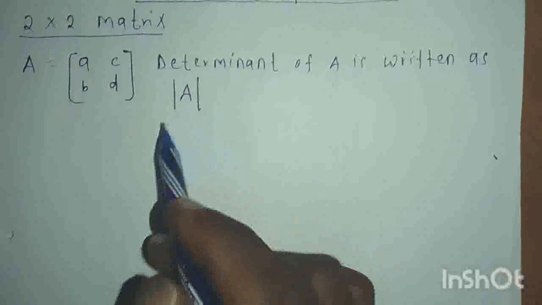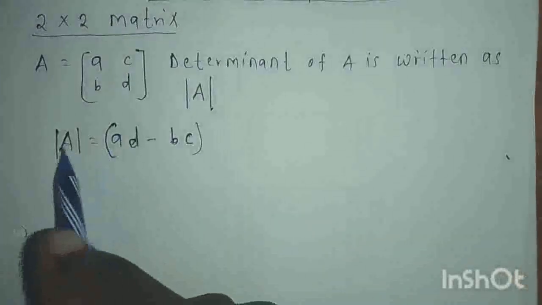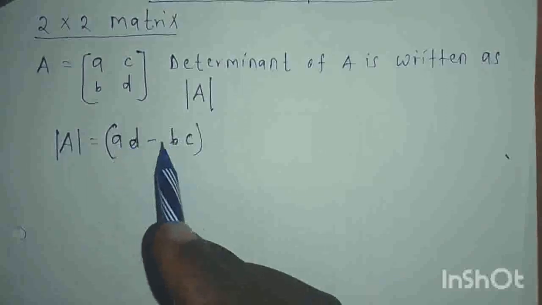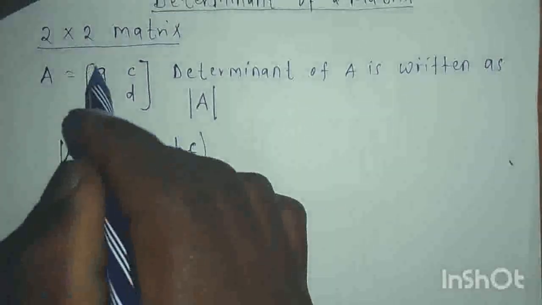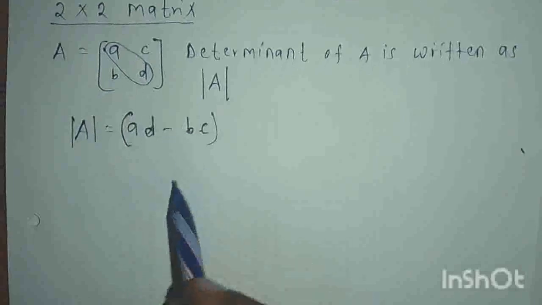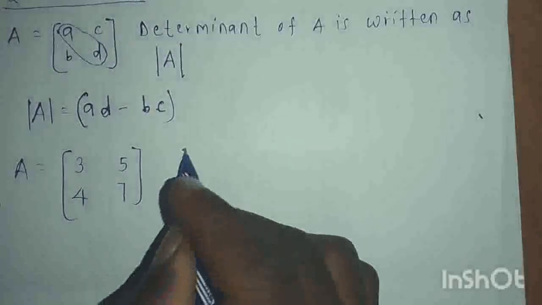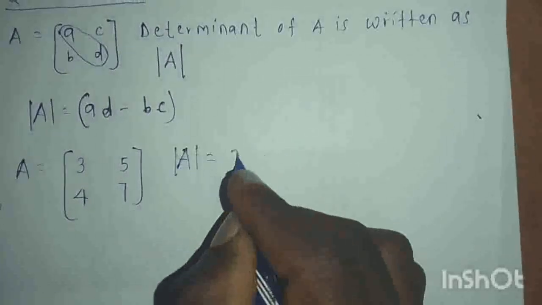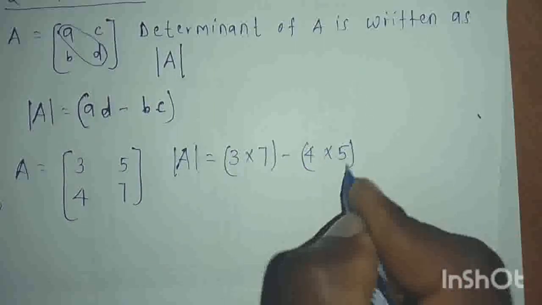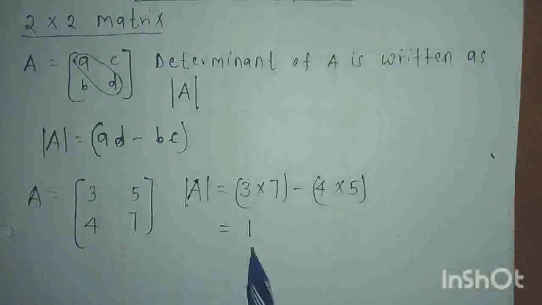A between vertical strokes. And so the determinant is given as the difference between the product of the leading diagonal and the product of the elements of the other diagonal. This one is the leading diagonal. So this is the general expression of the determinant of a 2 by 2 matrix. Let us look at an example. If our matrix A is this one, the determinant will be 3 minus 4 by 5. That one will be 1. So this matrix has a determinant of 1.